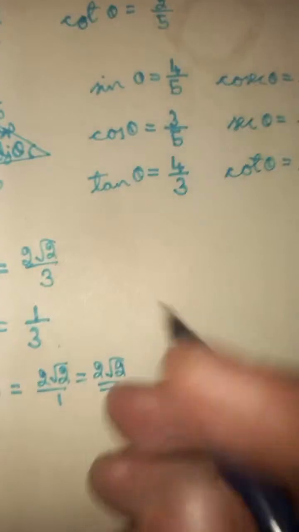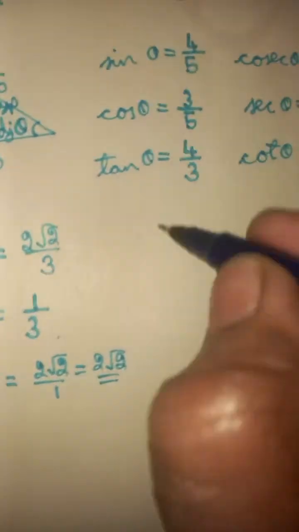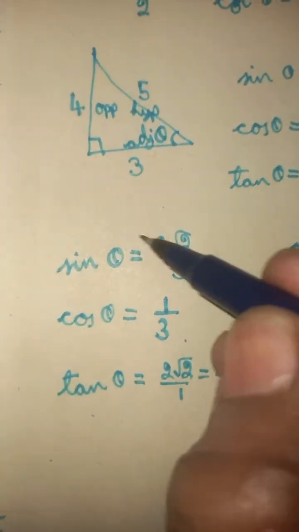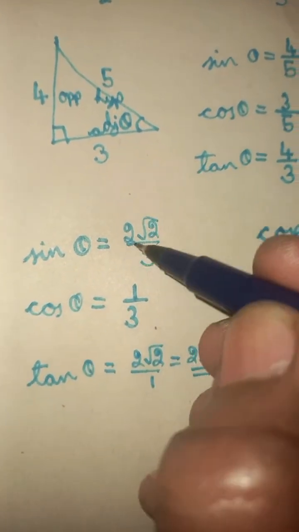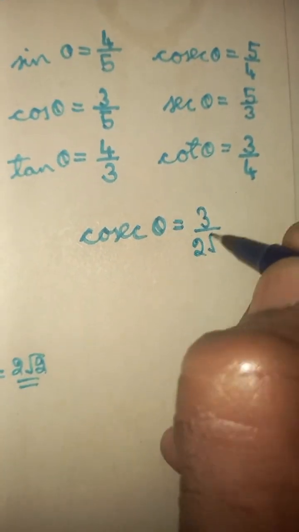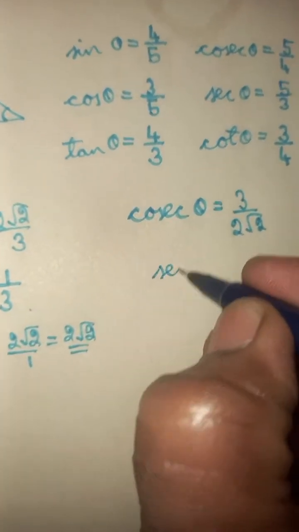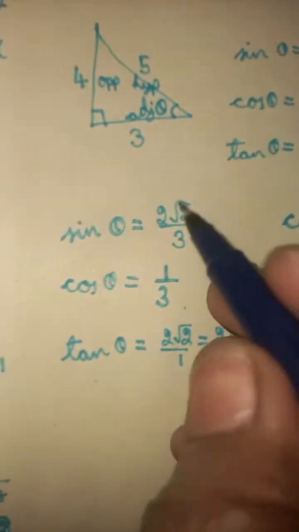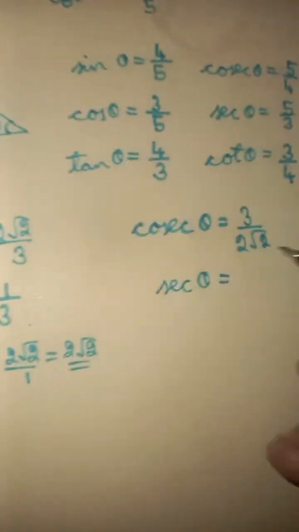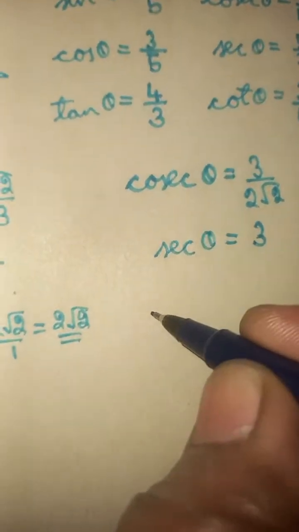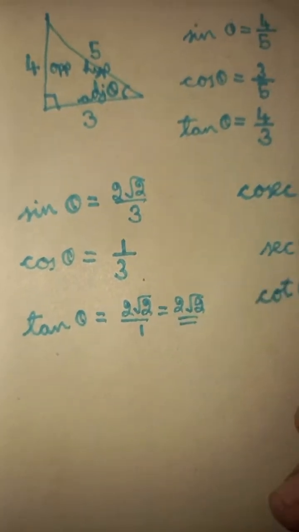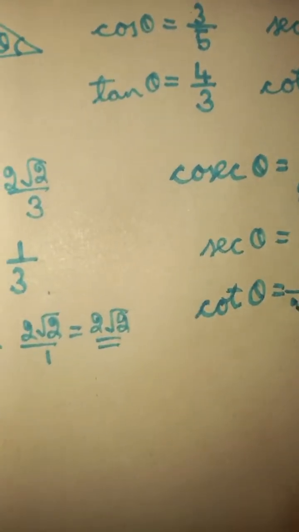Let's take another 3 ratios, that is cosecant of theta. Cosecant of theta means it is the inverse or reciprocal of sin theta. That becomes 3 by 2 root 2. In the same way, secant of theta is going to become the reciprocal of cos theta, that is 1 by 3 becomes 3. And cot theta is equal to the inverse of tan theta, that is 1 by 2 root 2.